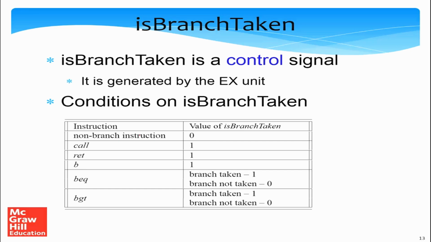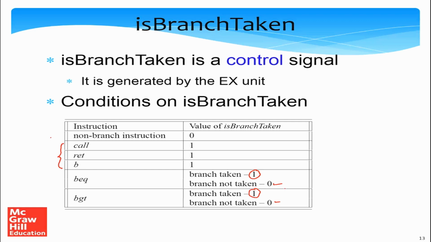So if it's a non-branch instruction, the value of is branch taken is 0, so it's not a taken branch. For these three kinds of instructions, call, ret, and b, an unconditional branch, these are always taken, so is branch taken is 1. For the beq and bgt instructions, which are conditional branch instructions, if the branch is taken, then is branch taken is equal to 1, as we can see over here. And if the branch is not taken, then the value of the is branch taken signal is 0.